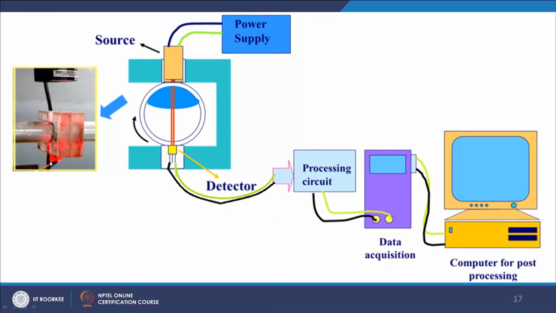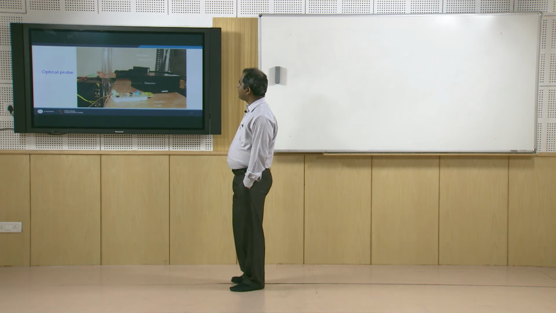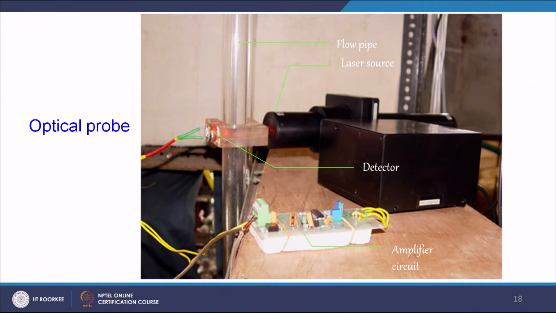Schematically, I have shown two liquids, water and kerosene; water is white in color and kerosene is blue. Some portion of the laser light reaches the detector, and after energizing, the detector sends a signal to the processing circuitry via the data acquisition system, which goes to the computer. You can see the processing circuitry over here. Here we have the detector, and on this side we have the laser source.